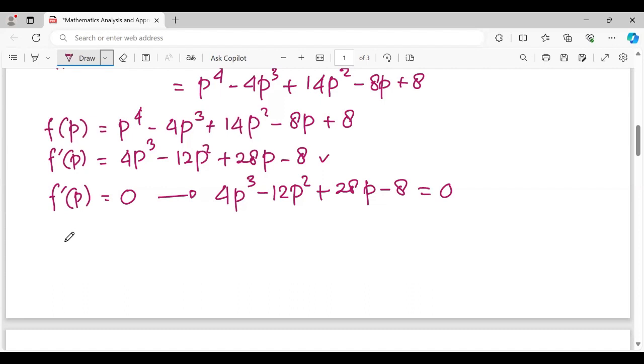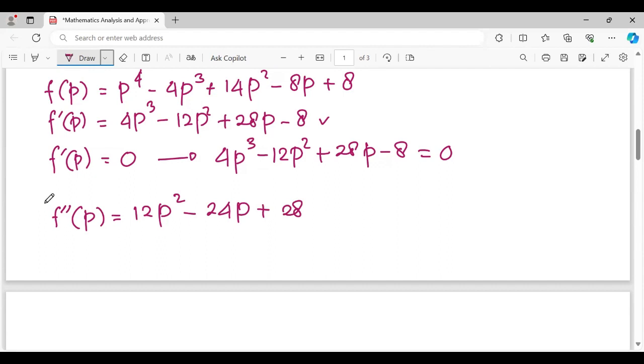So now, with the assumption that this is f(p), we are going to find the second derivative, and it becomes 12p cubed minus 24p plus 28. Right.